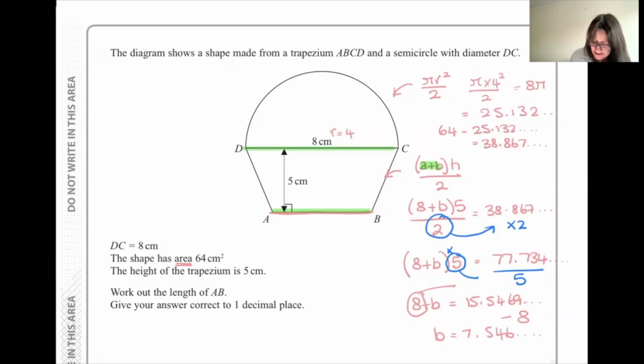Checking in with the answer now. I've got to give my answer to one decimal place. So I will cut it here. The 4 isn't big enough to make a difference. So B equals 7.5 centimetres. Just about squeezed that on.